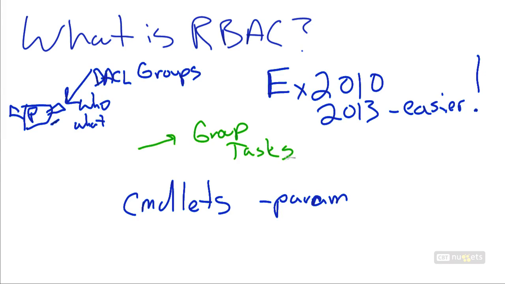Now, those tasks are defined, and I'm going to do a detailed picture for you, but they get defined down to an extremely granular level: what cmdlets you're allowed to use and what parameters you can use on those cmdlets. This is a real low level. Think about this: out of the hundreds and hundreds of cmdlets for Exchange, we can control exactly which ones you can use and the parameters on them.